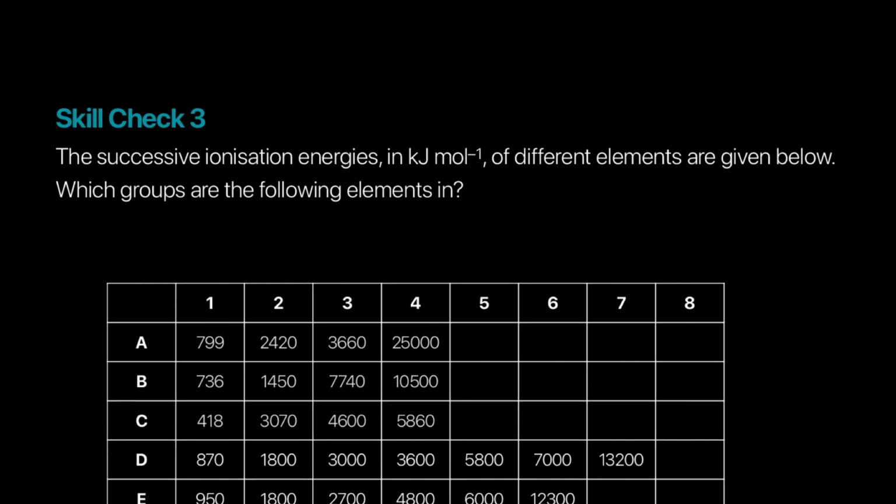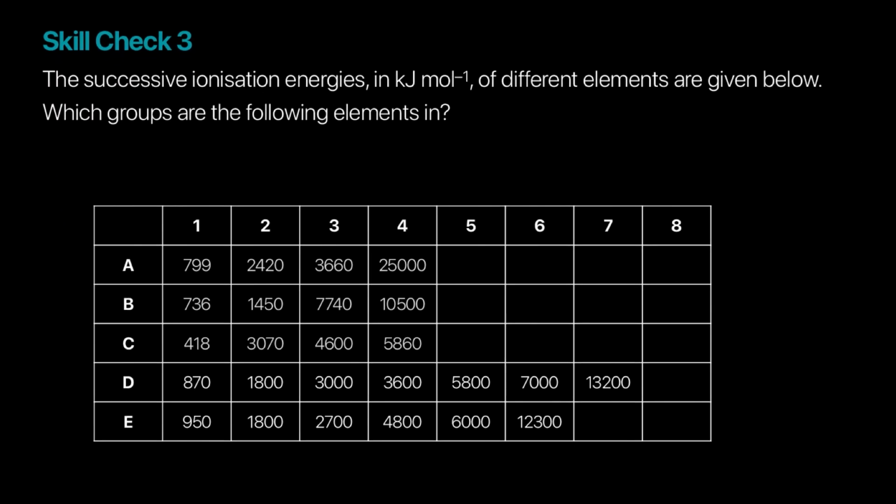Okay. Let's take a look at the next question. In this question, there are 5 elements A, B, C, D, and E. They're given some successive ionization energies and asked to find out which groups these are in. In A, the largest jump is between the 3rd and the 4th, 3,000 and 25,000. In B, it's between 1,400 and 7,000. In C, it's between 400 and 3,000. In D, it's between 7,000 and 13,000, all the way at the end. And in E, it's between 6,000 and 12,000. So those are the largest jumps in ionization energy for all of these.